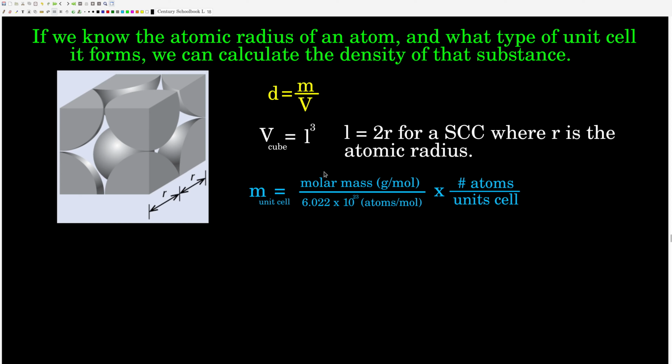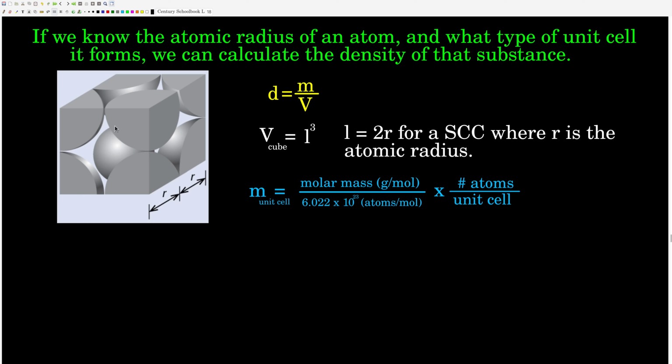Now to get the mass, if we know what element it is, we can just take the molar mass from the periodic table and divide by Avogadro's number, 6.022 times 10 to the 23rd atoms per mole, and multiply that by how many atoms there are per unit cell. And that will give us the mass of the unit cell.